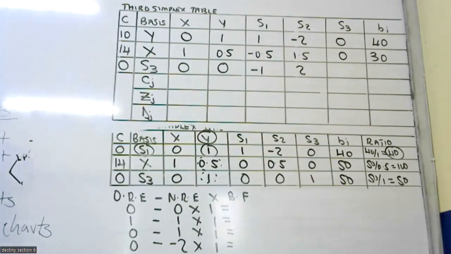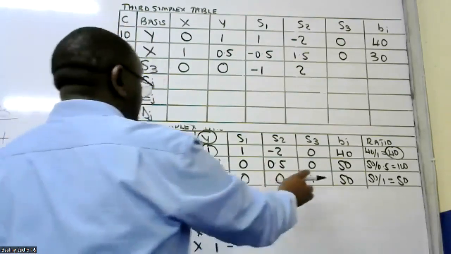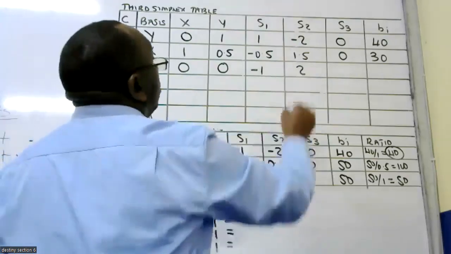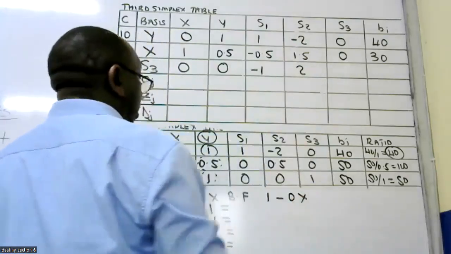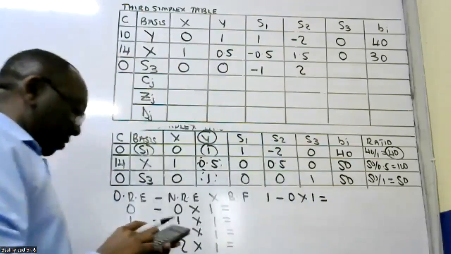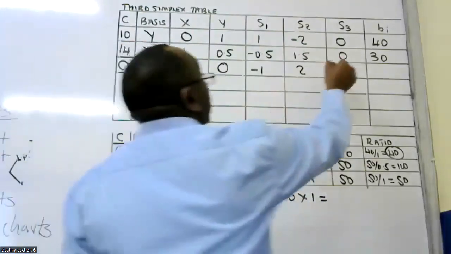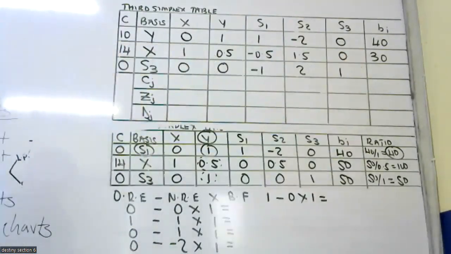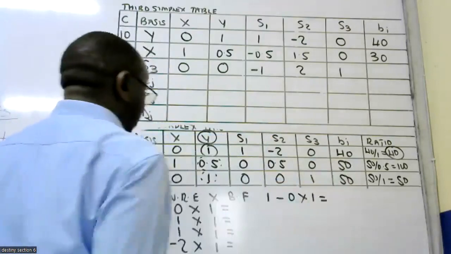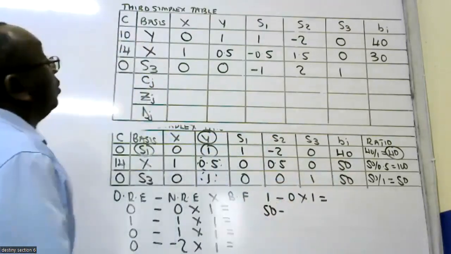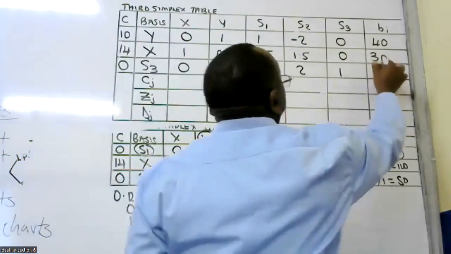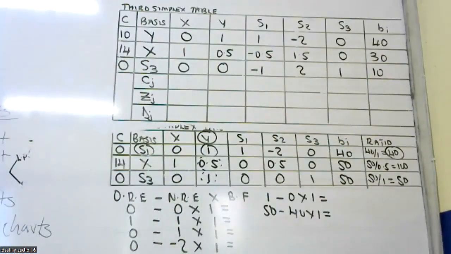Huyo mwingine niko hapa kwa S3 now. That is 1 minus the new row is 0 times the balancing figure which is 1. So 1 minus 0 times 1 is 1. Alafu tukuje kwa huyu mwingine, the old iko na what? 50. And the new iko na 40 times 1. When you put in the calc, that is 10.